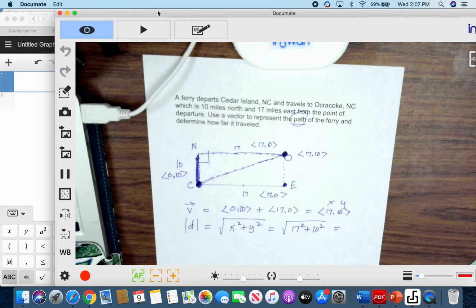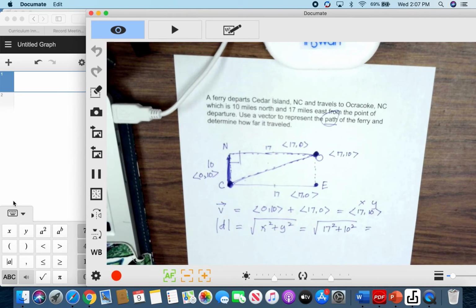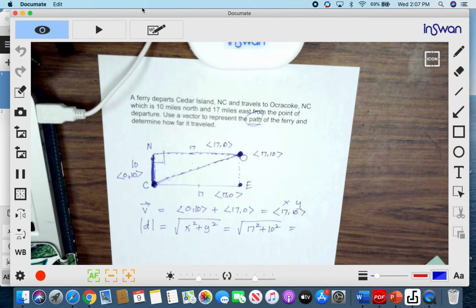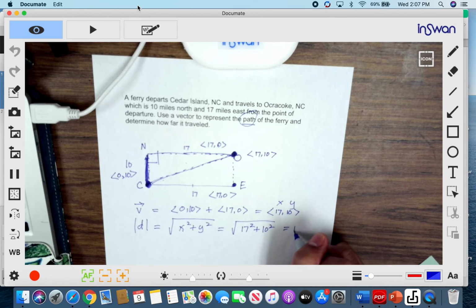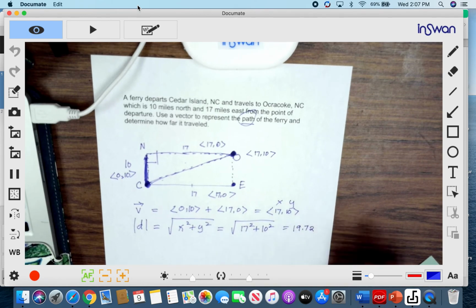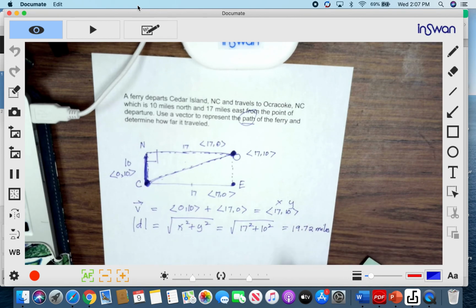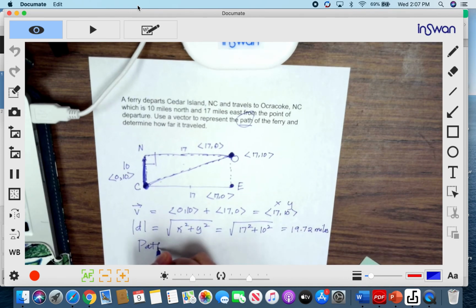So using our calculator, that is the square root of 17 squared plus 10 squared, which is equivalent to 19.72. So therefore, the ferry had traveled 19.72 miles, and the path of the travel is the vector 17, 10.